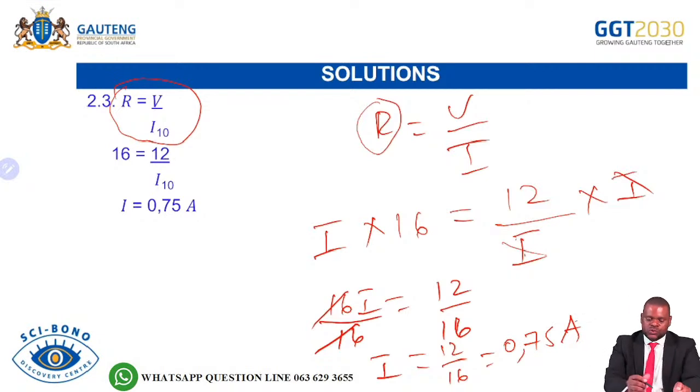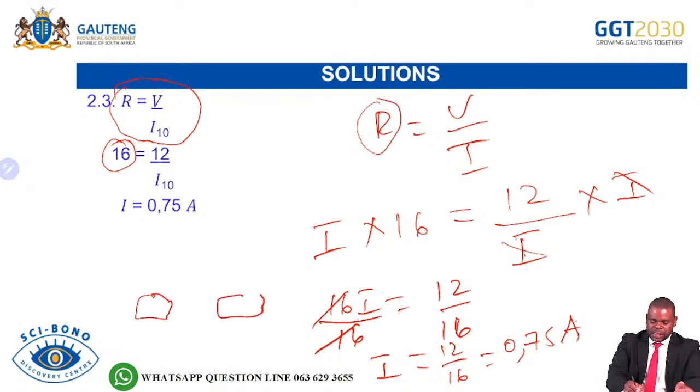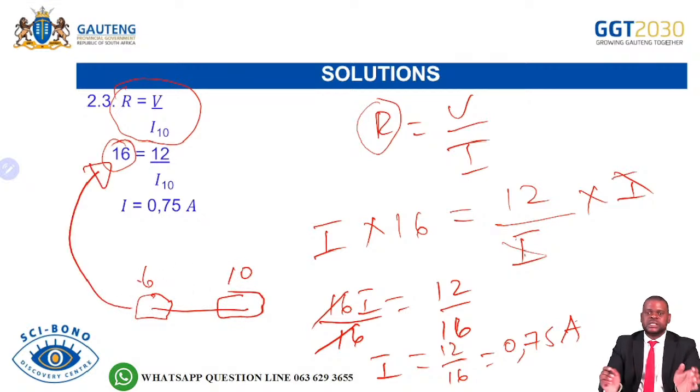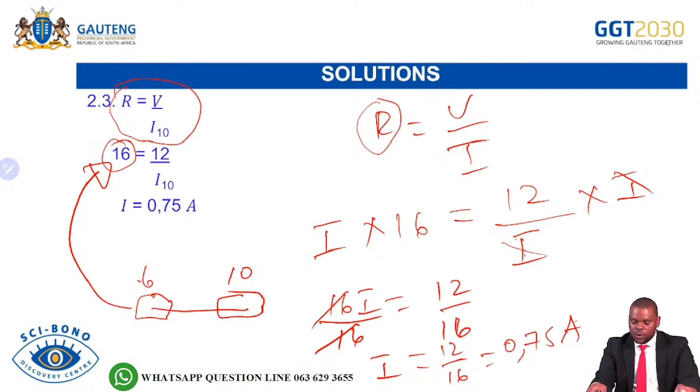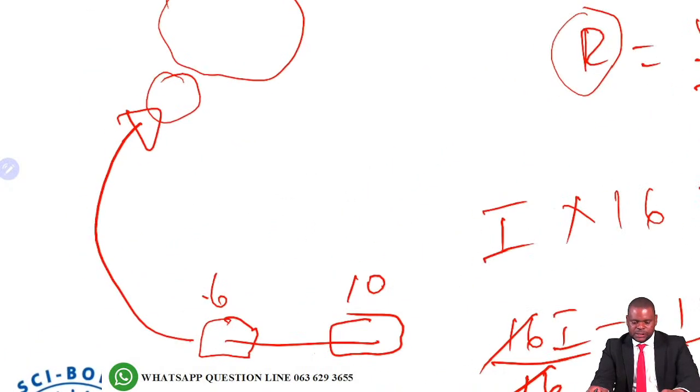Yes. And then you ask yourself, where does this 16 come from? We remember in our circuit we have two resistors that are connected in series, the 6 ohm and the 10 ohm. When you add them together, you get 16. Are we together, grade 12? Yes, we get our R as 16 because of the 6 ohm and 10 ohm resistors.